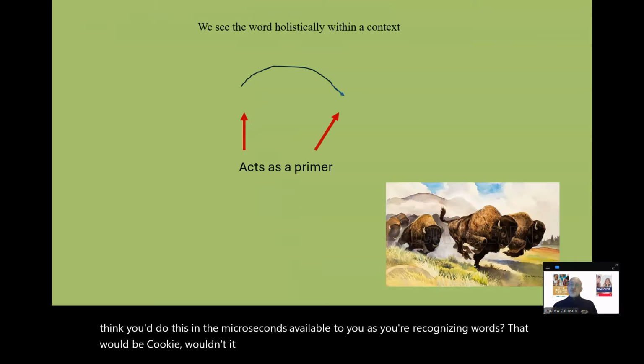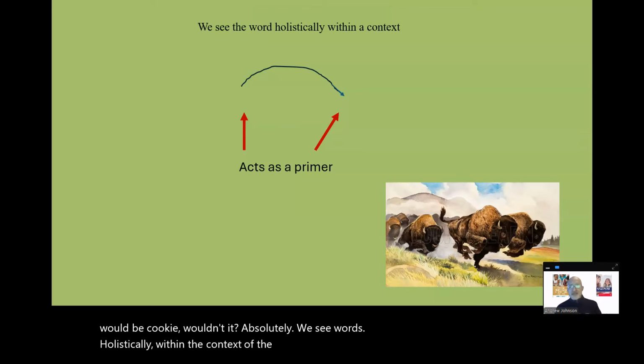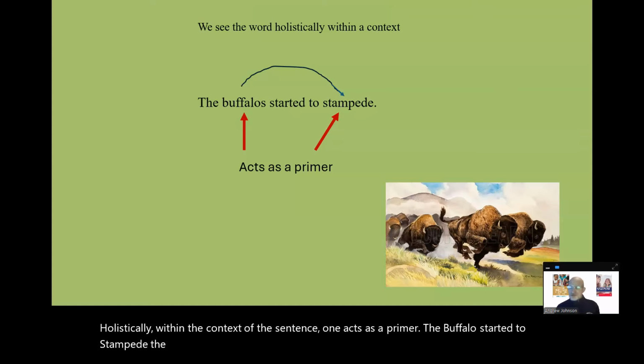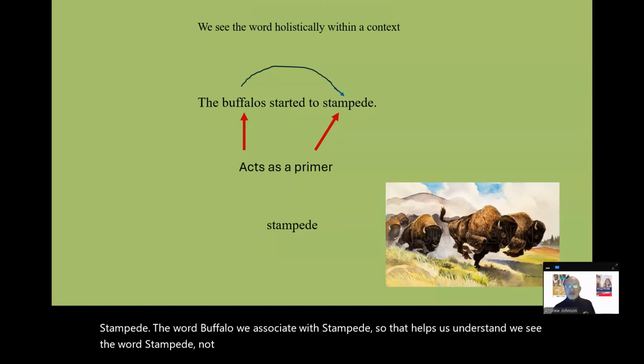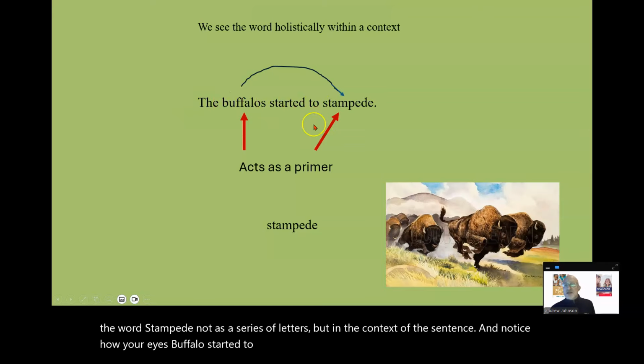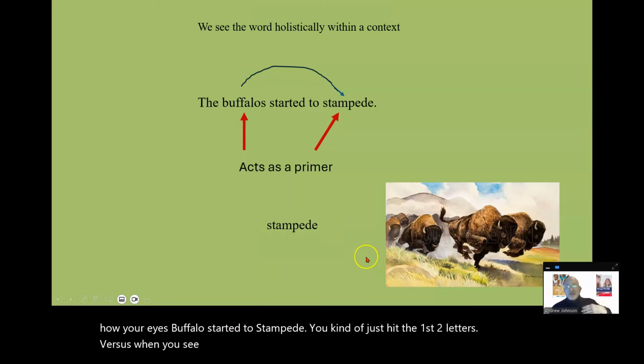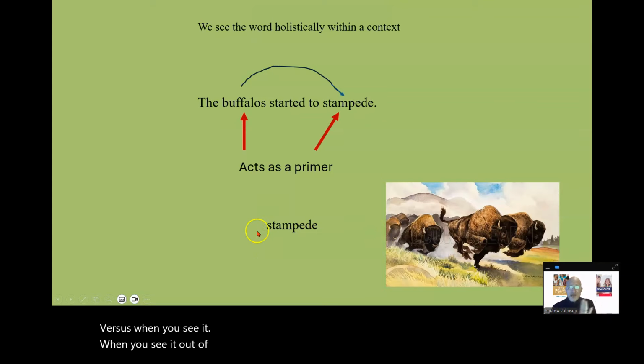Absolutely. We see words holistically within the context of the sentence. One acts as a primer. The buffalo started to stampede. The word buffalo we associate with stampede, so that helps us understand. We see the word stampede not as a series of letters, but in the context of the sentence. And notice how your eyes, buffalo started to stampede, you kind of just hit the first two letters, versus when you see it out of context, your eye movement is different. You tend to go like this versus.